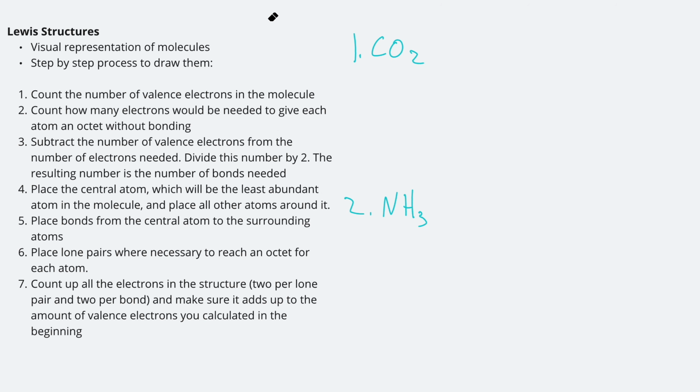Before we get started doing Lewis structures, you want to make sure that you are really comfortable finding the number of valence electrons for an atom, and you can look at one of the previous videos on how to do that. So make sure that you have a periodic table pulled up so that you can follow along and find the number of valence electrons for each one of the atoms that we're working with.